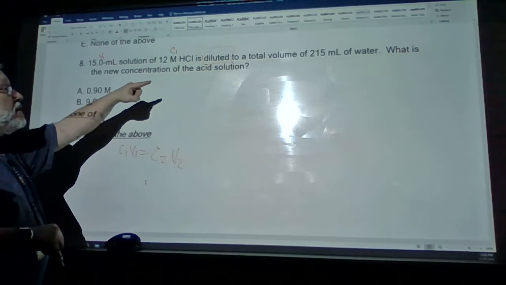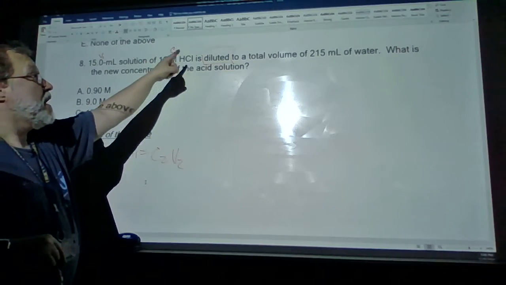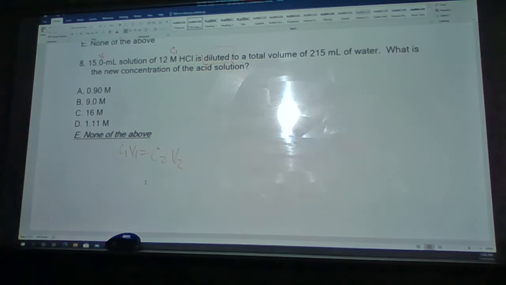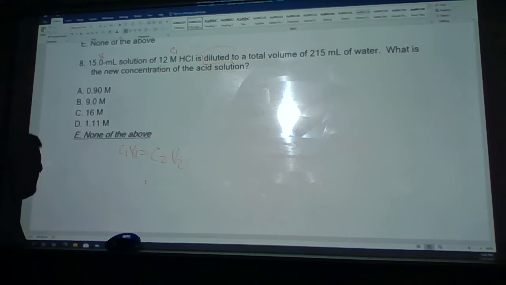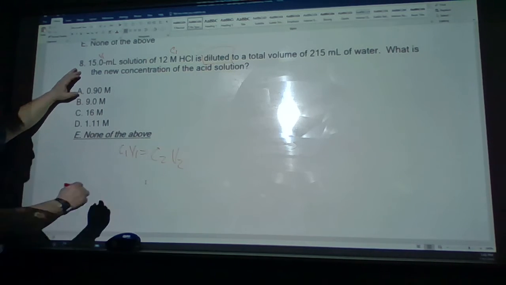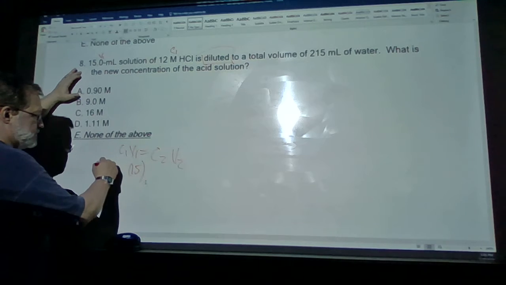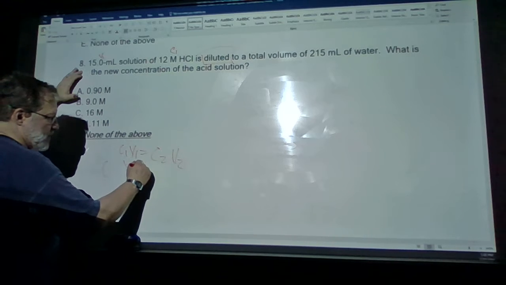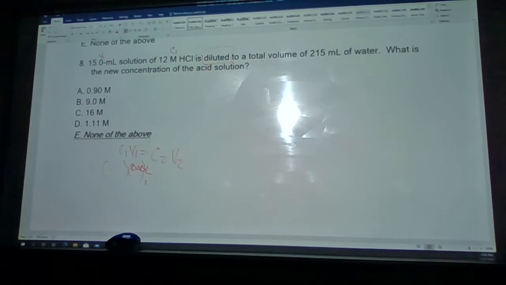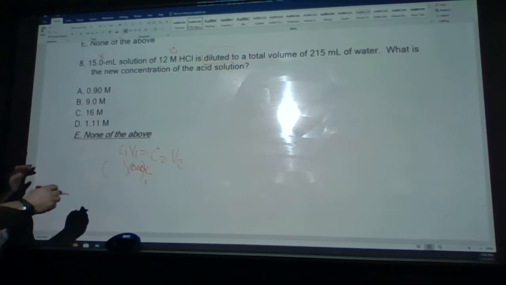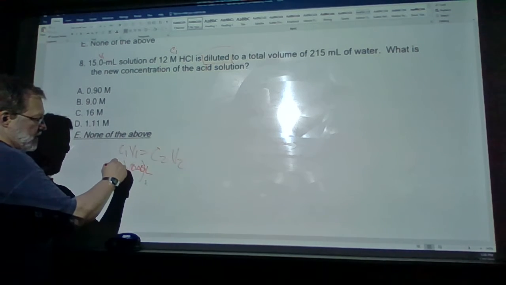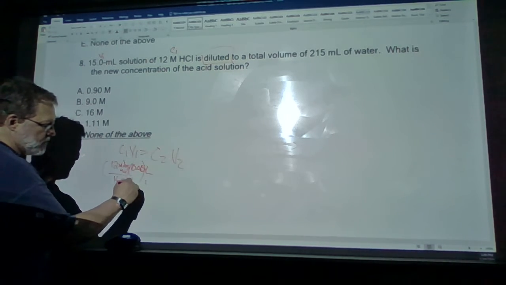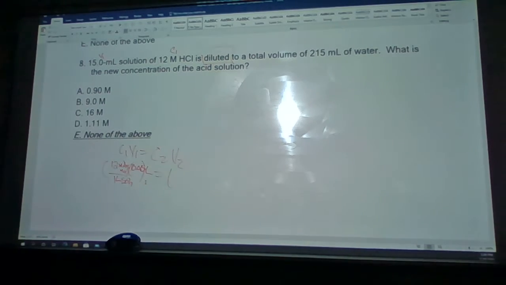We're adding to this a solution whose total volume is 215 ml. What's the new concentration of your acid solution? Notice, so we've got a V1, 15, excuse me, let's convert that to liters, 0.015 liters. 15 ml is 0.015 liters. Our initial C1 is 12 moles HCl per 1 liter solution is equal to C2.